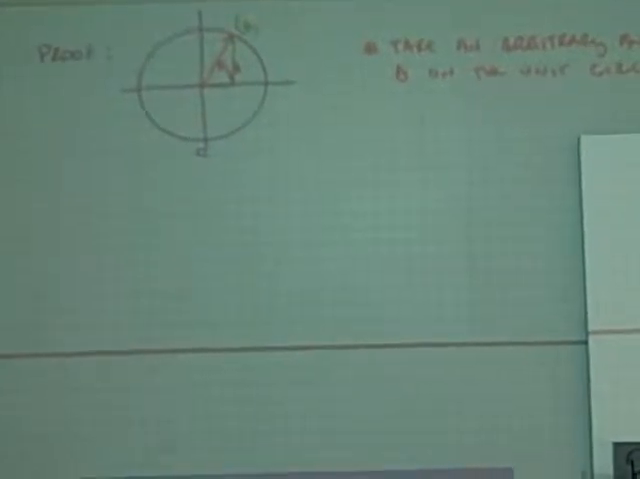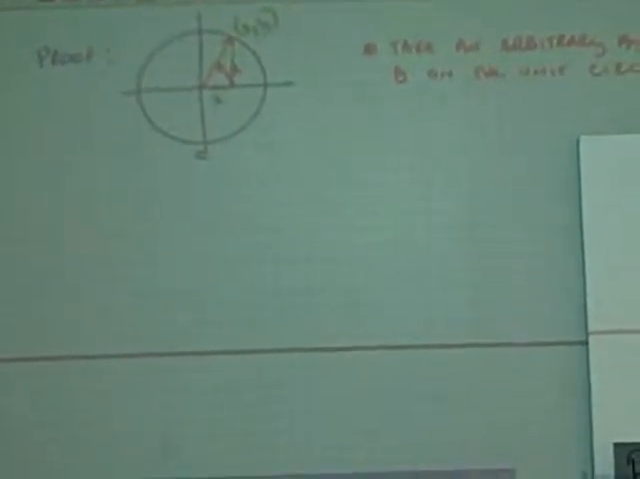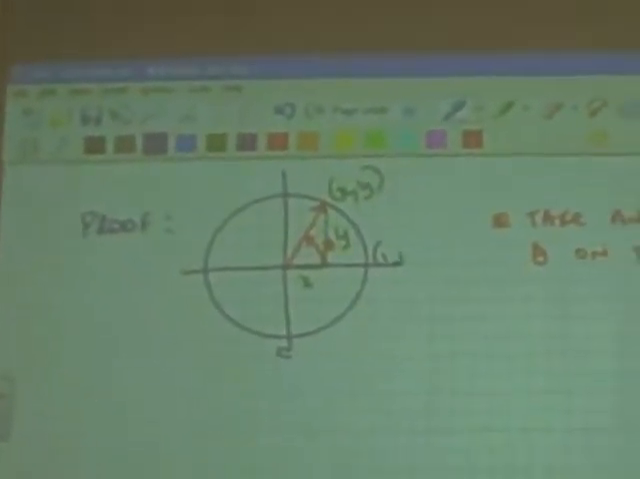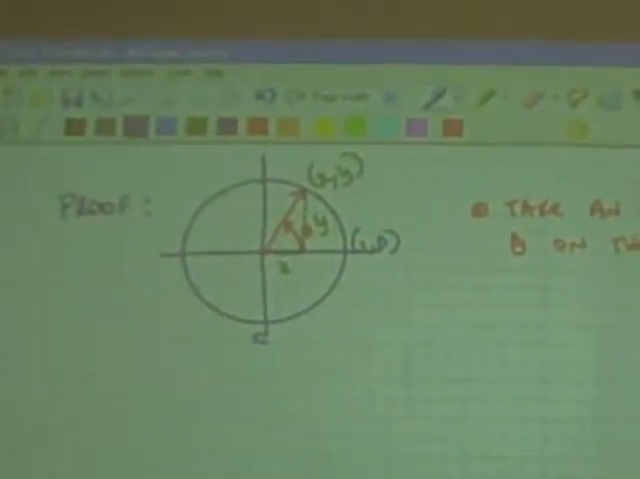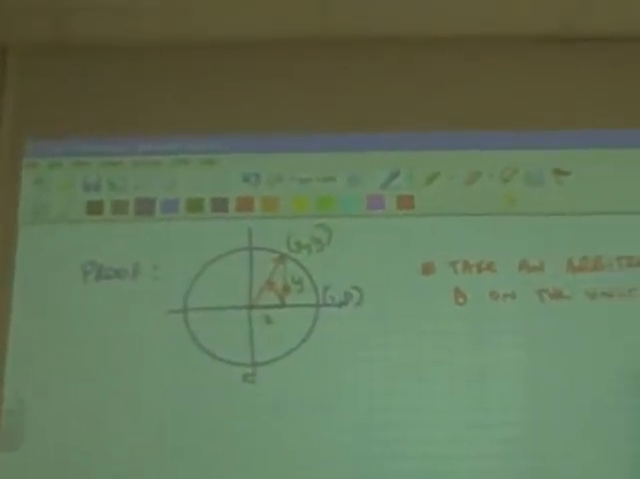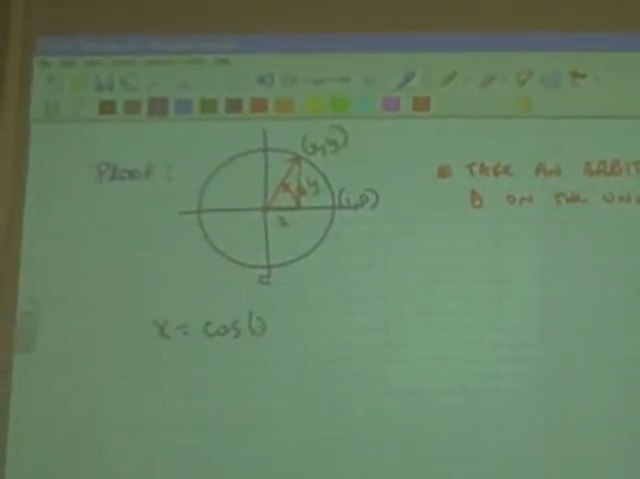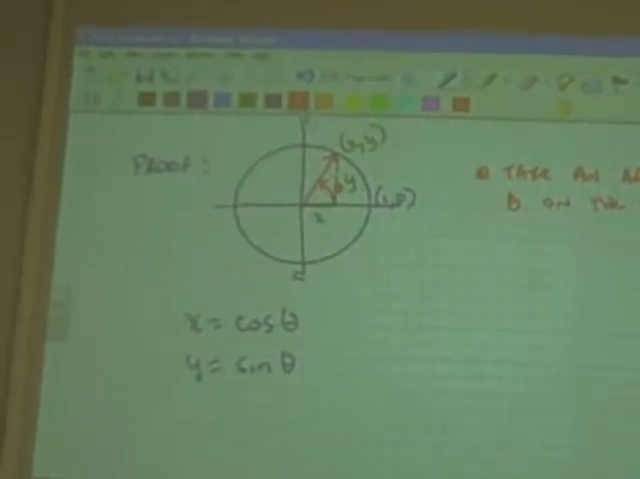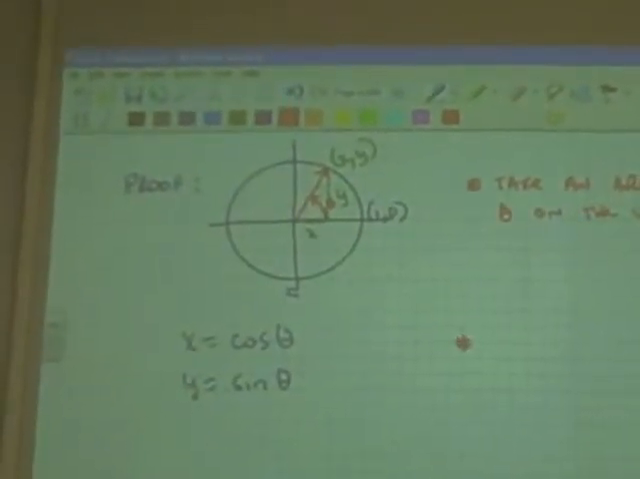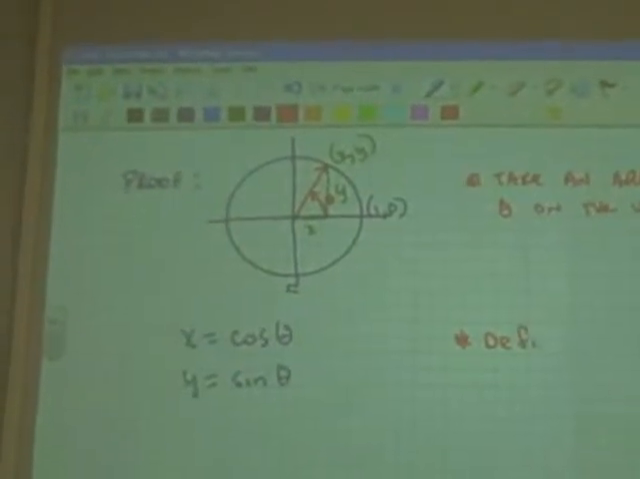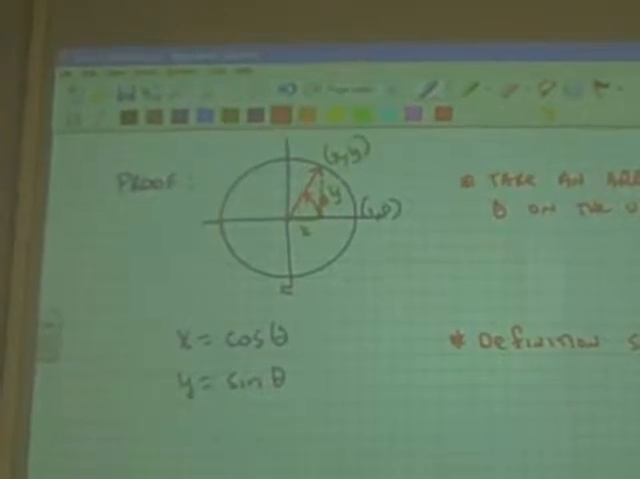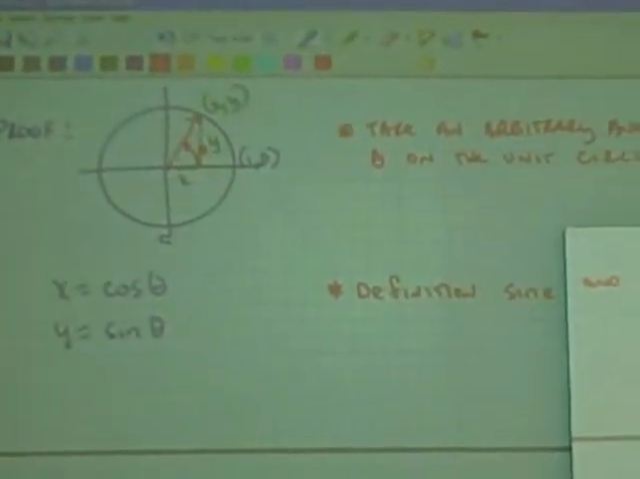There you go. Make sure we label this so it's a unit circle. So that means x equals cosine theta and y equals sine theta. That's, by the way, how we've defined sine and cosine on a unit circle.